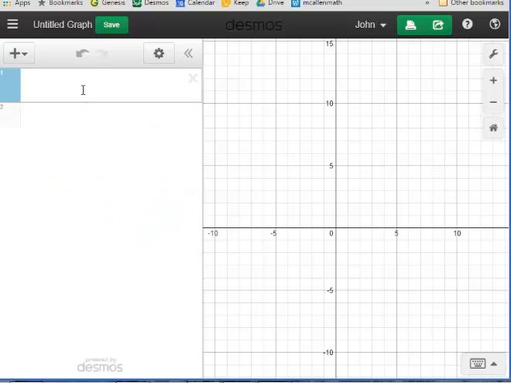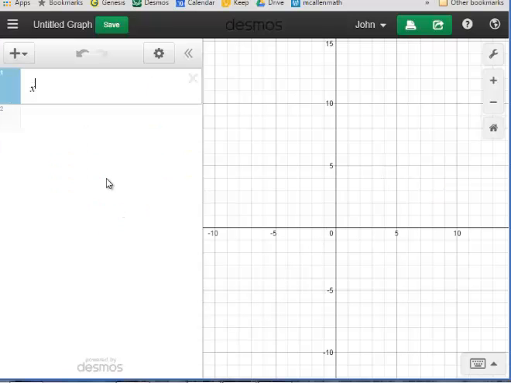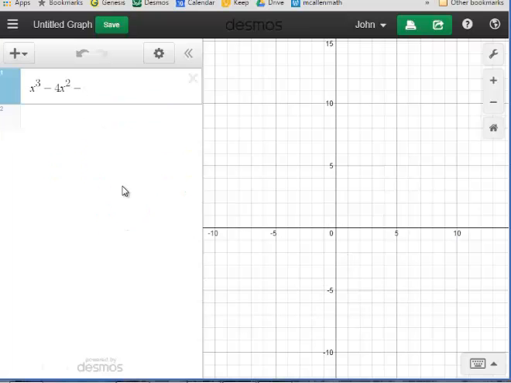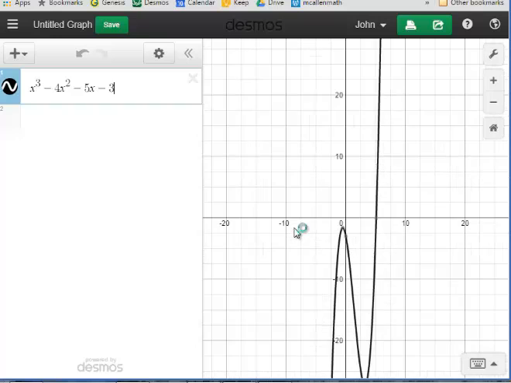So if we go to Desmos, let's put in that function we had. We'll have to look at it again. I think it was x to the third minus 4x squared minus 5x minus 3. It really doesn't matter what I make the rest of the polynomial to be. Here's my crazy looking polynomial.